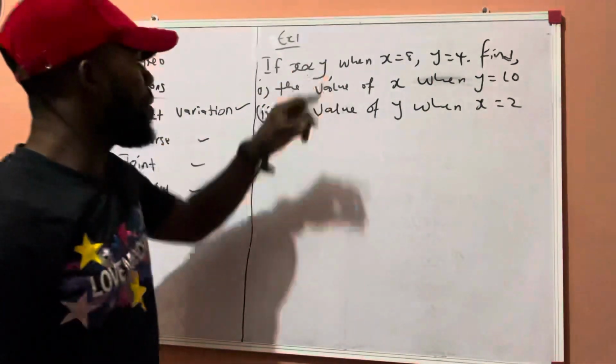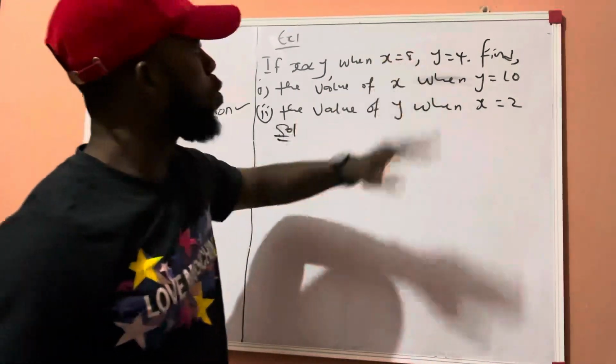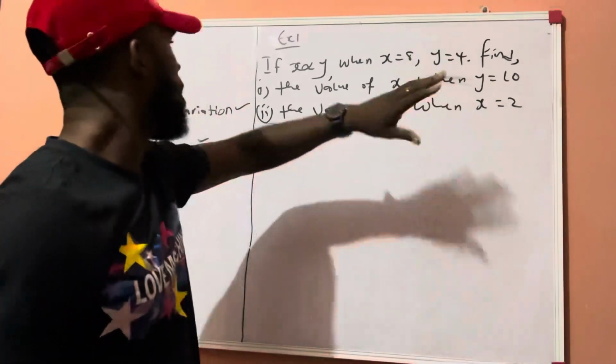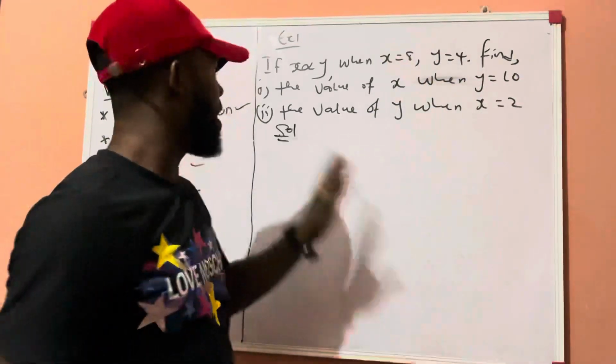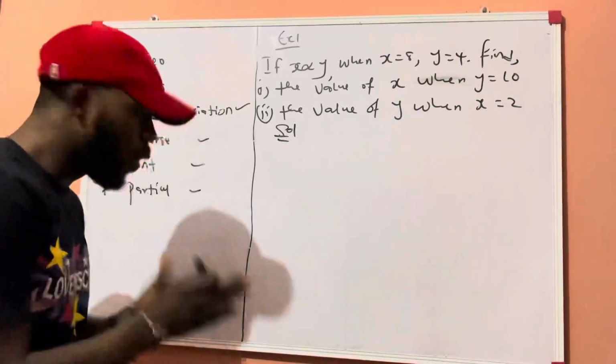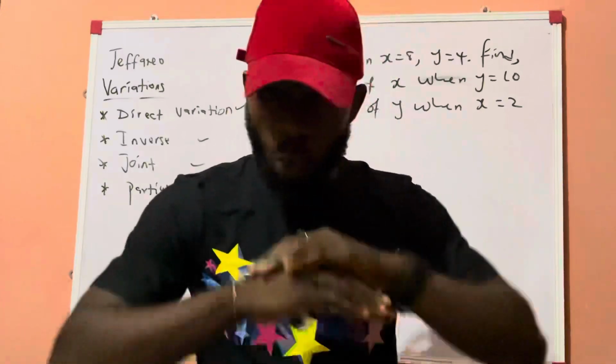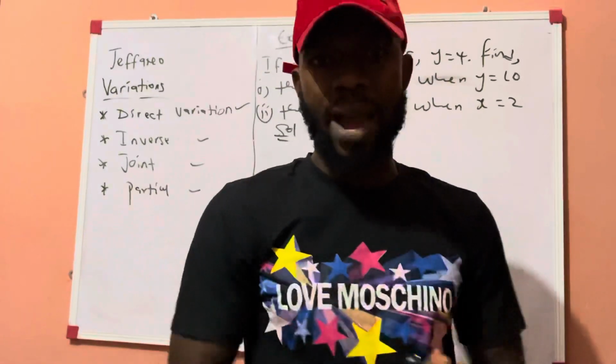Now, if x varies directly as y, when x equals 8, y equals 4, find the value of x when y is 10 and the value of y when x is 2. Boom! Now you are given this type of question. What do you do? What do you start thinking?